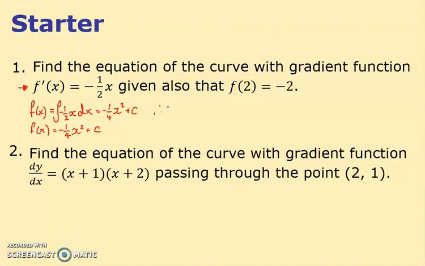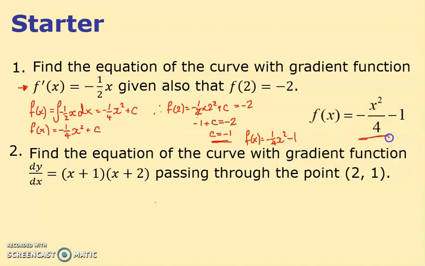So therefore, f of 2 equals minus a quarter of 2 squared plus a constant, and that equals minus 2. Now, 2 squared is 4. A quarter of 4 is 1, so that's really minus 1 plus c equals minus 2. C equals minus 1. So therefore f of x, which was minus a quarter x squared plus c, is minus a quarter x squared minus 1. I've written it differently, but yes, it's the same thing. Notice that those two things are the same.